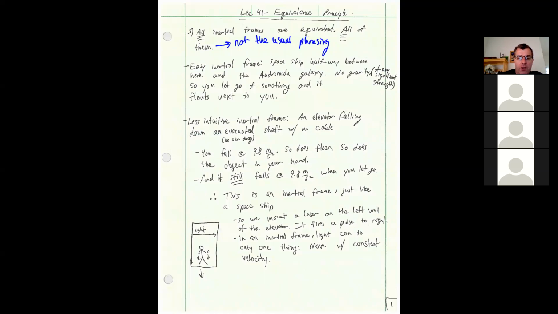And Einstein thought deeply about that, and from that, he constructed the theory of general relativity. But for now, let's stick to inertial frames. A really easy inertial frame would be a spaceship halfway between here and the Andromeda Galaxy. There's absolutely no gravitational field of any significant strength, so we let go of something and it just sits there right next to us. If that isn't an inertial frame, nothing is.